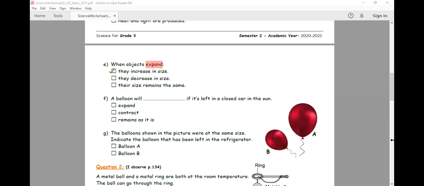Not expand. Contract. Not expand, it contracts. Let's see. Muhammad Basma, can you help us with this? Malak and I are a bit confused. Muhammad Basma, what happens to the balloon if we leave it in the car for some time? The balloon will... Expand. Can you explain why? Why did you say expand, ya Muhammad?